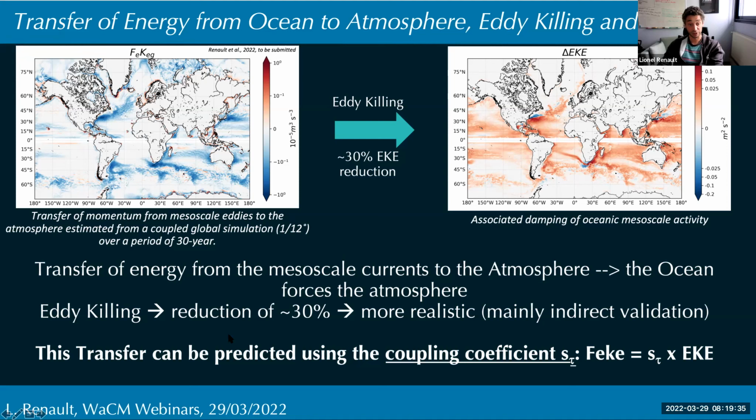And this transfer of energy, the sink of energy, can be predicted, as I said before, using the coupling coefficient between the surface current and the surface stress. We can estimate it, and we can even parameterize it in a model.